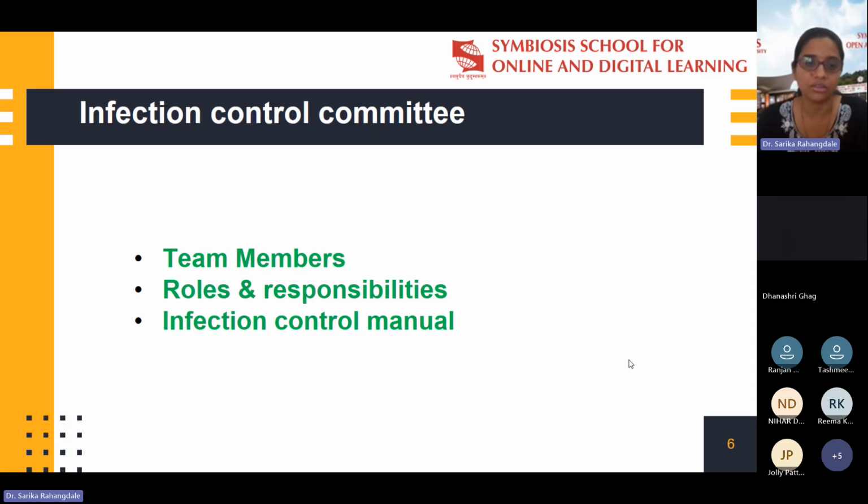And what are the regulations and the rules for that particular committee? How frequently should they meet, how should the report be prepared, and how should the action plan be prepared? So you have to observe and go through those manuals in the hospital.